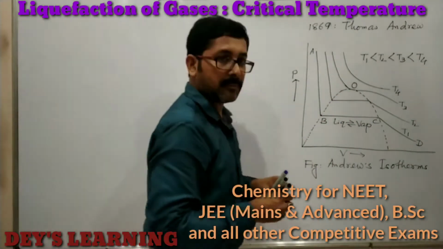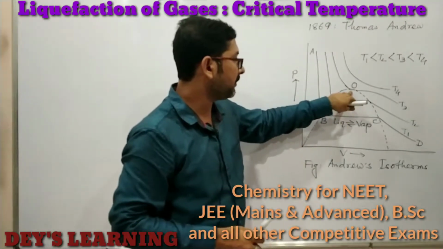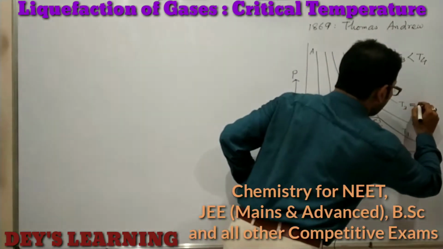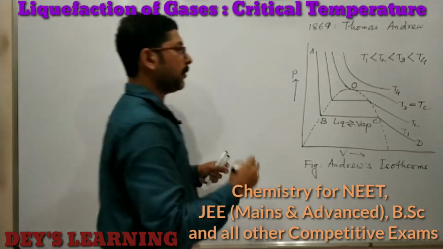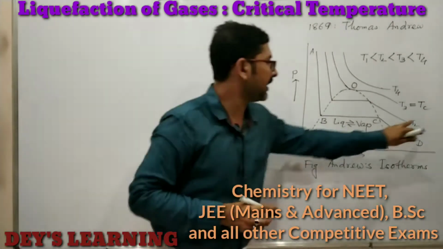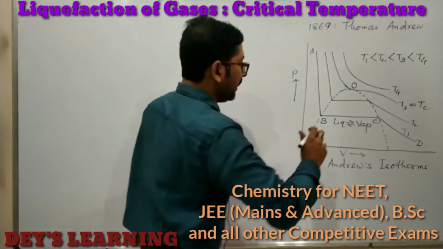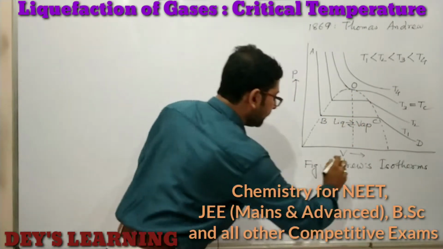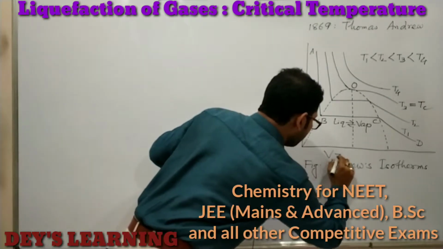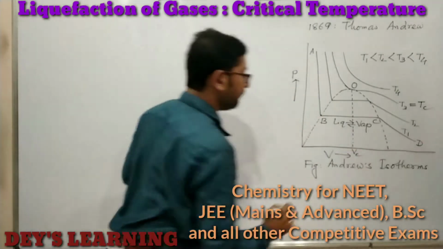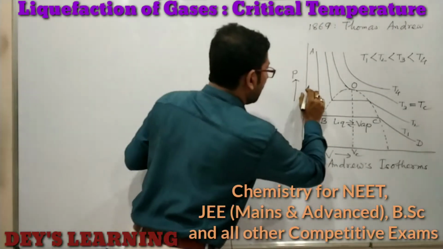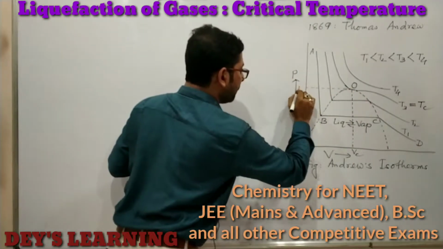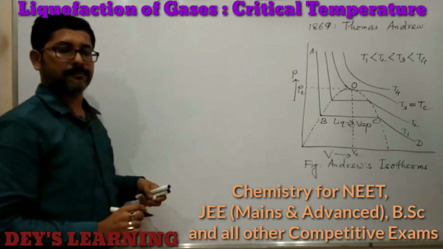Now let us discuss some significances of this point. This is actually the critical point. The temperature at which the critical point is observed is known as critical temperature. And the corresponding volume is known as Vc. This is critical volume, and the corresponding pressure is known as Pc. This is our critical pressure.